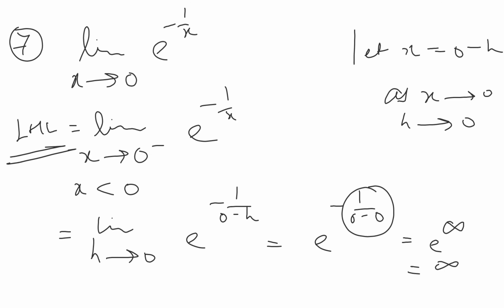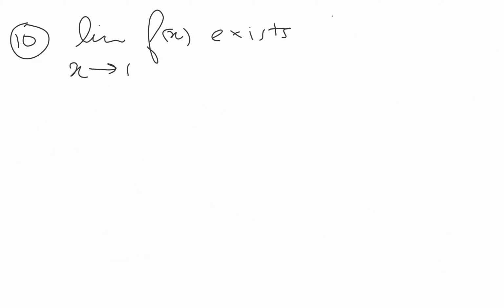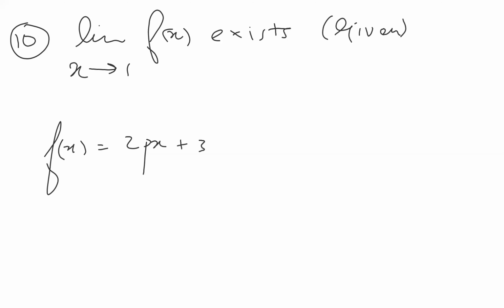Let us go to question number 10 from the same exercise. We are supposed to find the value of p if the limit exists. They are saying this is given, so we need not prove this. f of x is equal to 2px plus 3 for x lesser than 1, and f of x is equal to 1 minus px square for x greater than 1.